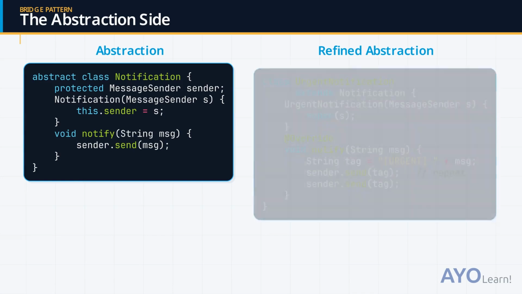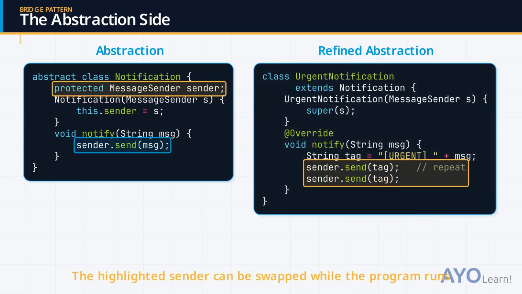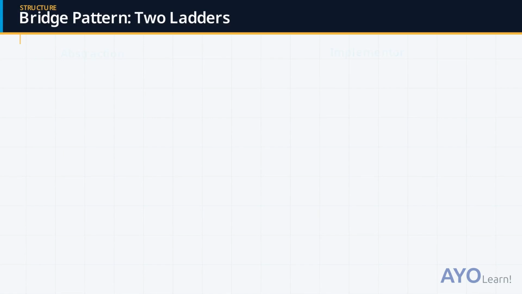On the abstraction side, notification holds a message sender and exposes notify. Urgent notification refines notify to repeat the message, then delegates delivery through message sender. The highlighted sender can be swapped while the program runs. This is the heart of the bridge pattern.